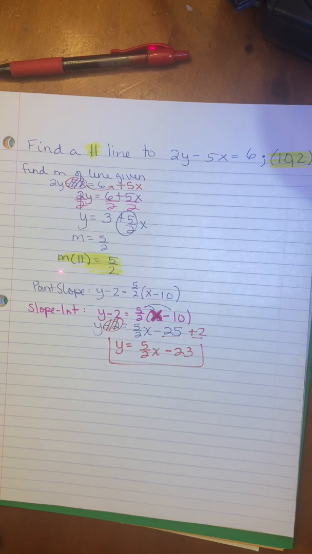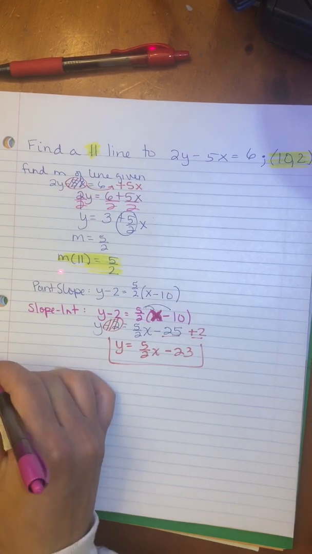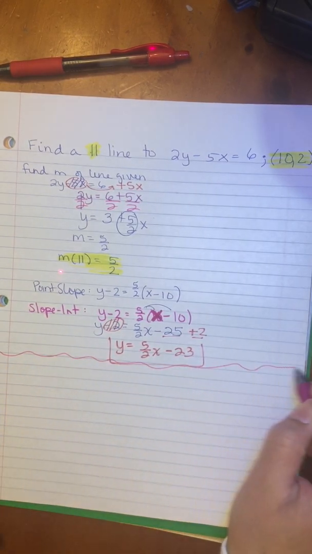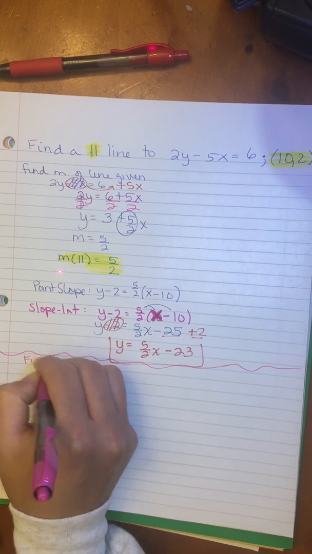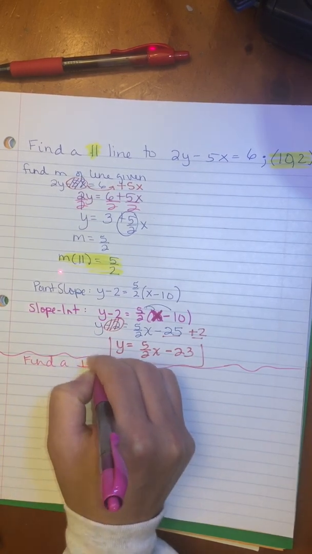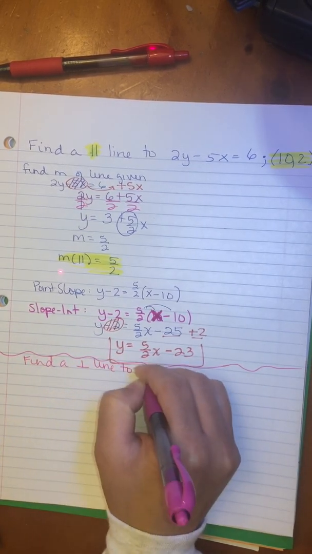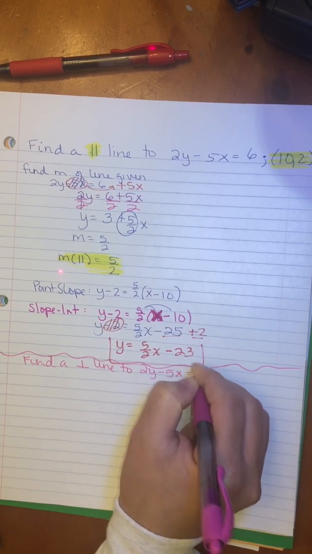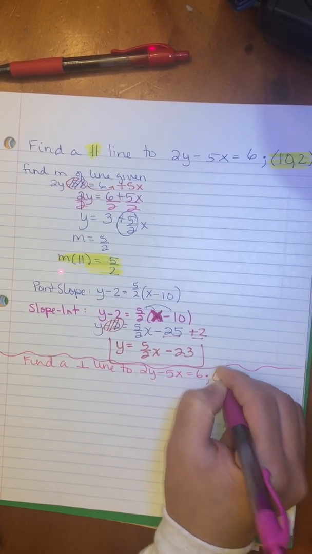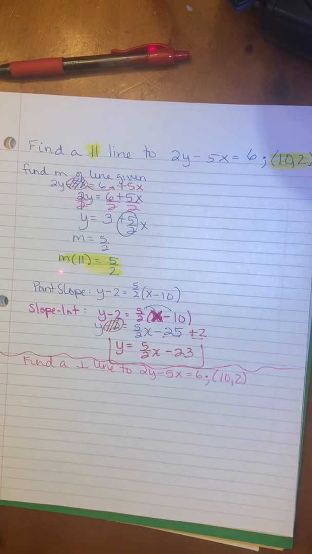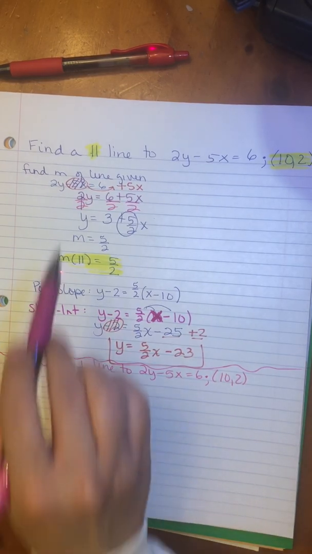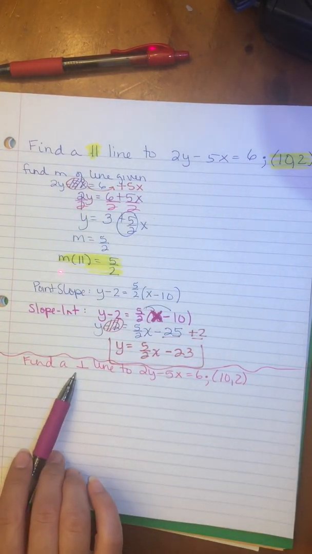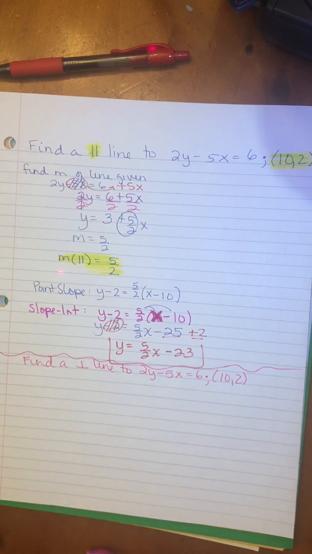Okay? And the only thing that changes is if I gave you the same instructions. So I'm gonna use the same problem, all right? Find a perpendicular line to 2y minus 5x equals 6 that goes through the point 10, 2. So that's the only thing that's different. Sometimes it says parallel, which we did, but then sometimes the question says perpendicular, okay?